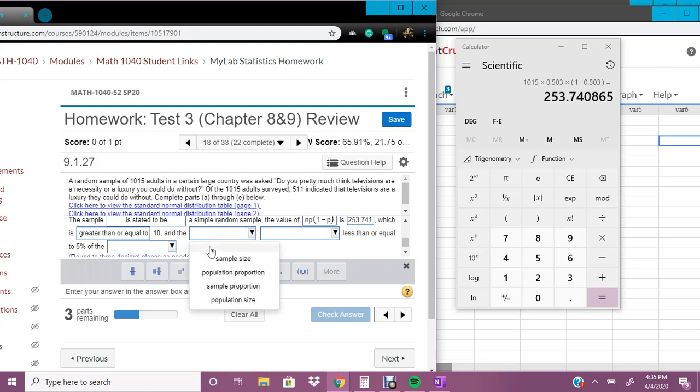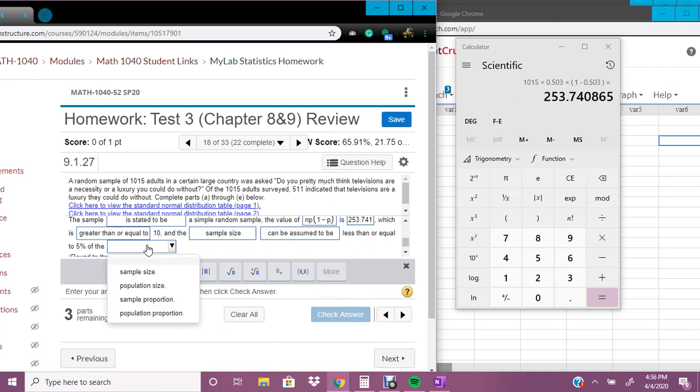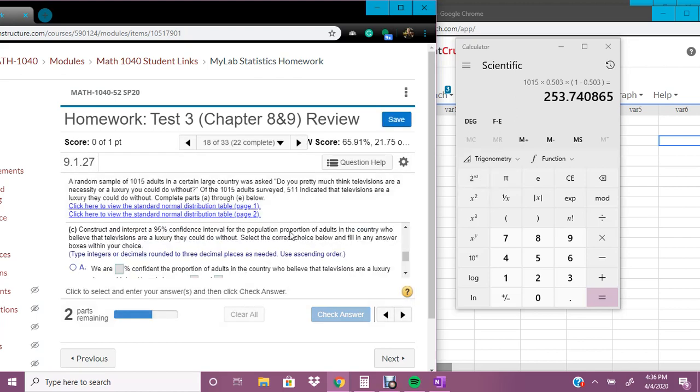And the sample size, so we're looking at, it says 1,015 adults in a certain large country. Because it says a large country, we can assume that there's a lot more than 1,000 people in that country, and so it's assumed to be less than or equal to 5% of the population size. Because that's another one of the requirements in order for it to be normal, like it says it's asking us to prove. Okay.